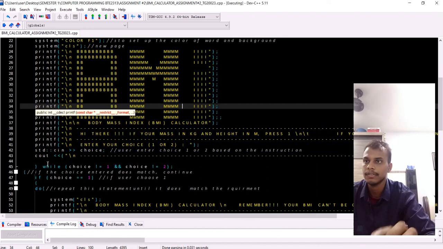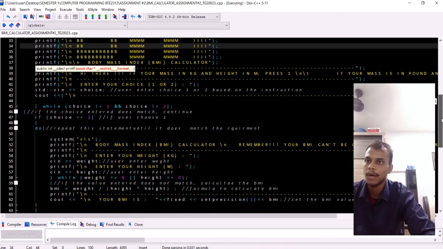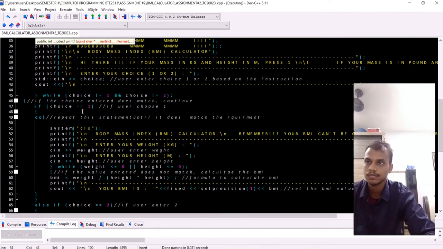Let's say they enter 3 or 4. This statement will keep repeating. But if the condition is false, where the user enters 1 or 2, it goes to the next step for the BMI calculation.